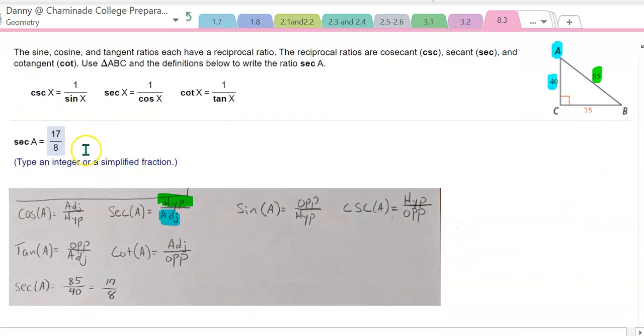And then we're looking at inverse functions of secant, cosecant, and cotangent, which is simply the inverses, as you can see here. It's asking me about secant, which is the inverse of cosine. So all I do is simply invert. Instead of adjacent over hypotenuse, it is hypotenuse over adjacent, and reduce.